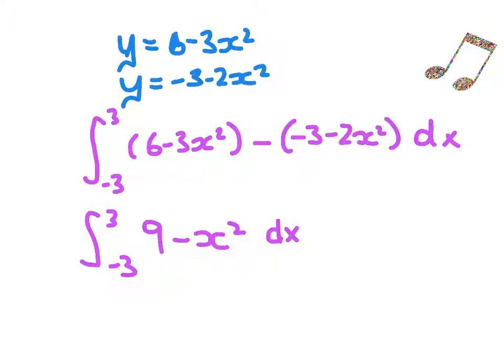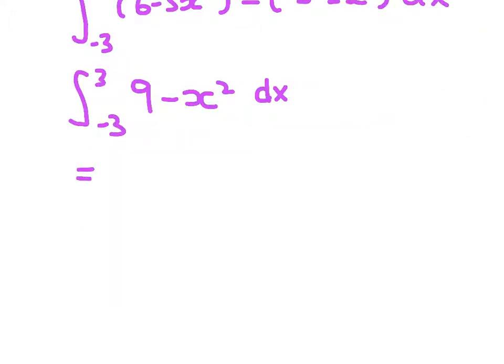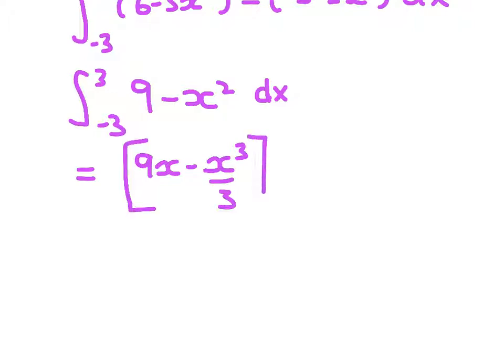And now I can differentiate. No, I can't. I can integrate. Okay, so 9x minus x cubed over 3. I have integrated, so I'm losing the integral sign and I'm using the square brackets, and I'm still keeping my units in there. I'm now going to substitute in the upper limit and subtract the lower limit.